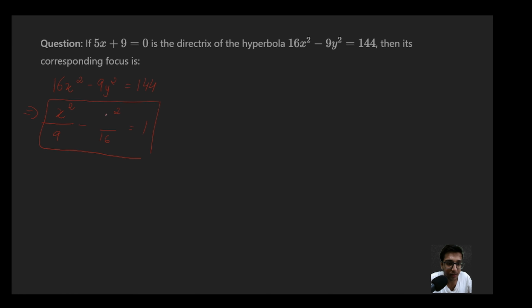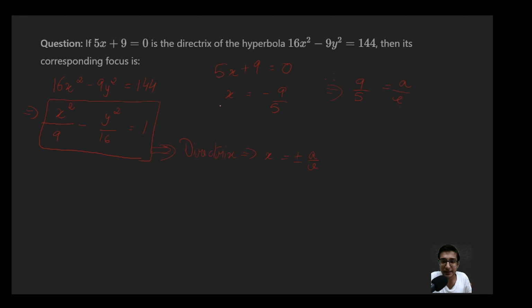The directrix that has been provided to us is 5x plus 9 is equal to 0. So this can be written as x is equal to minus 9 by 5. And we know for a hyperbola, the directrix is written as x is equal to plus minus a by e. So here the minus sign is here. That means 9 by 5 can be equal to a by e.